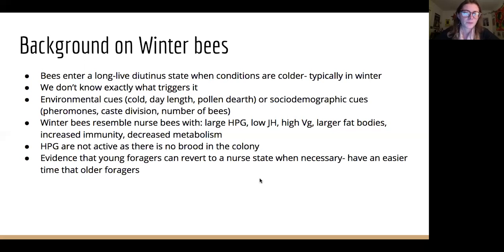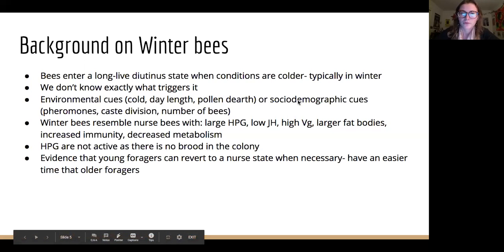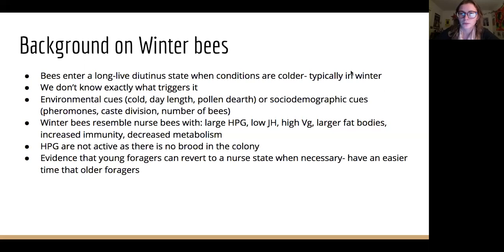And there is some evidence that young foragers can revert to a nurse state when necessary, depending on the sociodemographic conditions. And they have an easier time reverting than older foragers. One of the experiments that was done about that was they took all the nurse bees out of the colony and left the brood, and the bees that had already been foraging started nursing again, and they developed hypopharyngeal glands and things. So they were able to revert if they had to. And so the question for me is, can older bees revert to a nurse-like state, or is it only nurse bees that become winter bees?